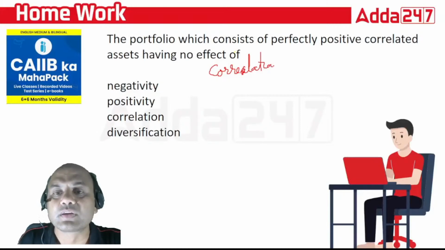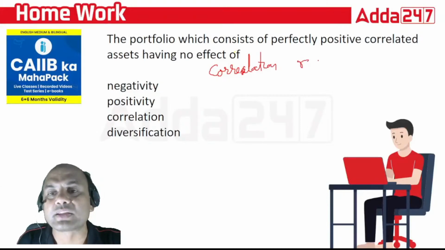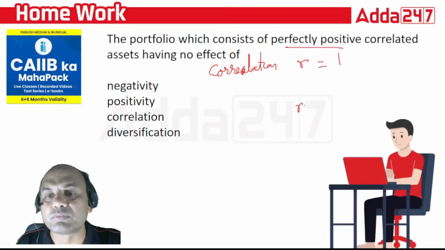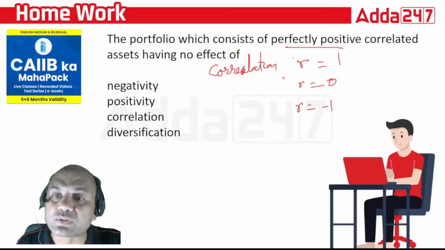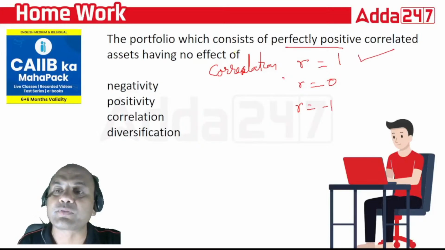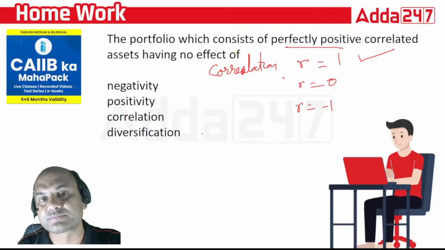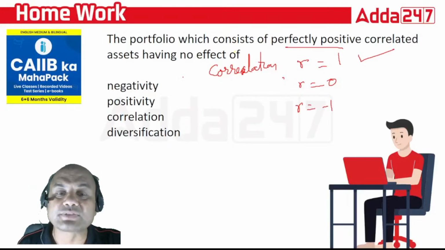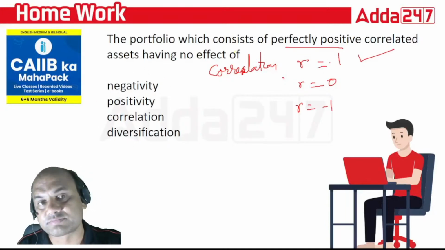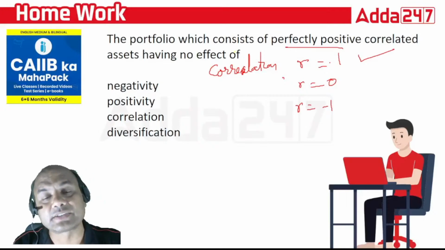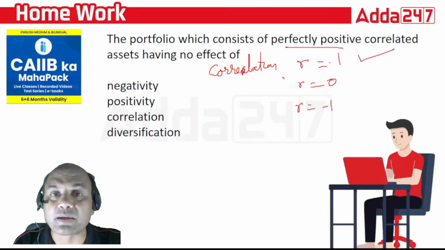You studied R. What is R? R equals 1 means perfectly positive. R equals minus 1 means perfectly negative. R equals 0 means no relation, right? So this is the question over here. If R equals 1, perfectly positive, then it has assets having no effect of negativity, positivity, correlation and diversification. So which one of these will be correct? No effect of this. Search it. I'll give the answer later. Type in the comment section.